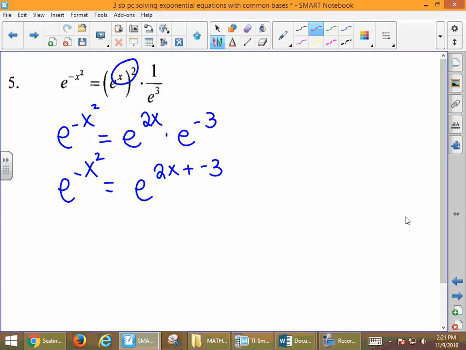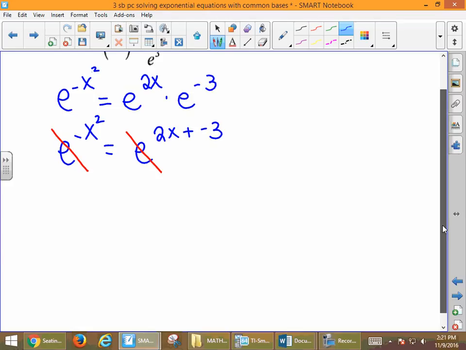Now we have an e on the left, we have an e on the right, we have common bases. We don't need to use e to solve. Our variable is here in the exponent. Negative x squared equals 2x plus a negative 3, which is the same thing as subtracting 3.